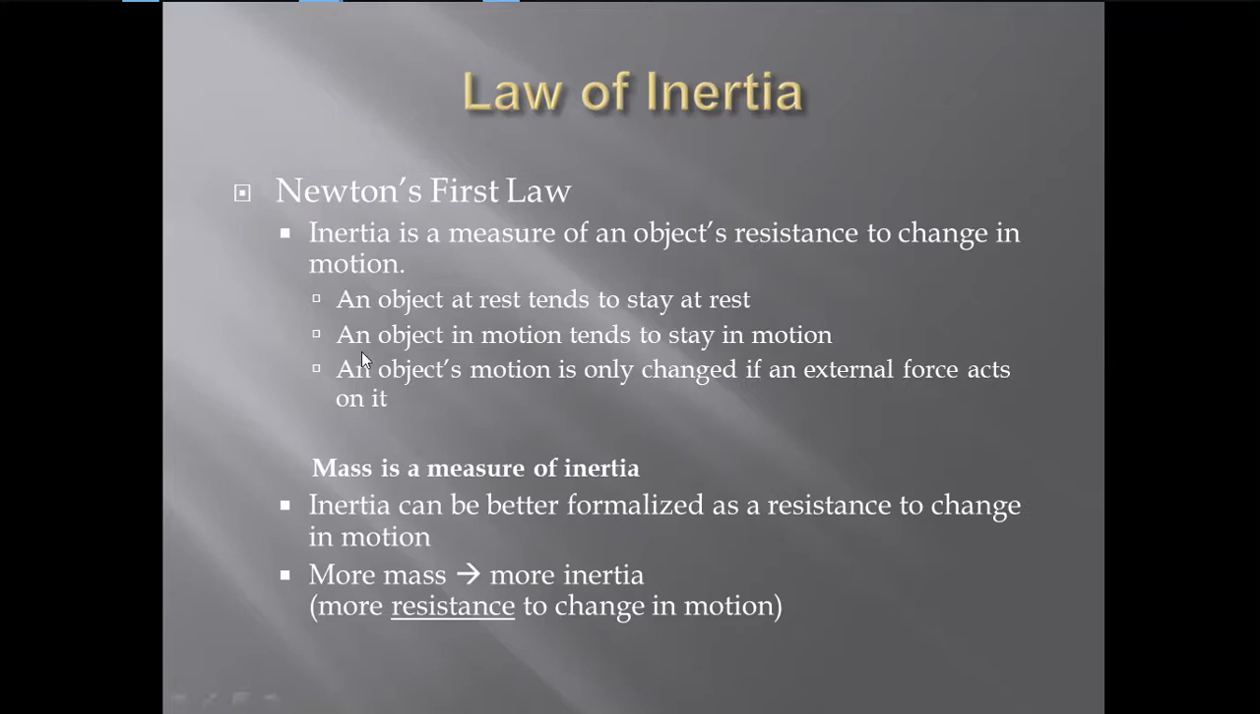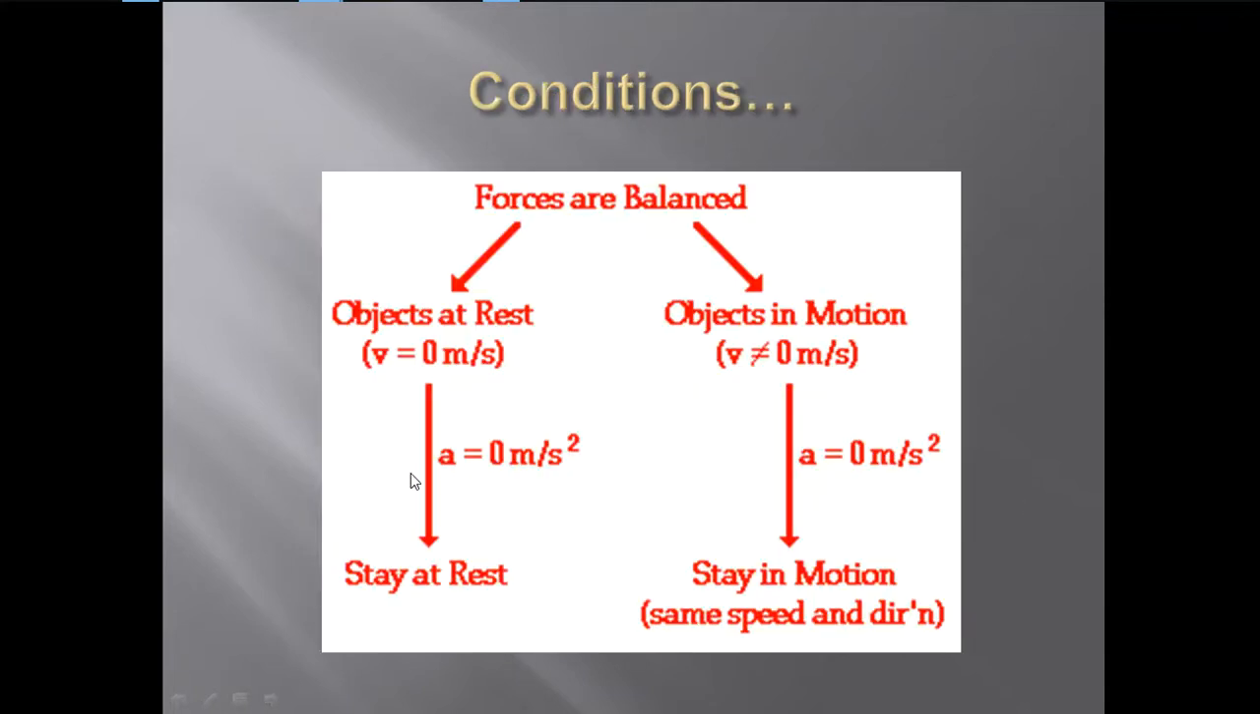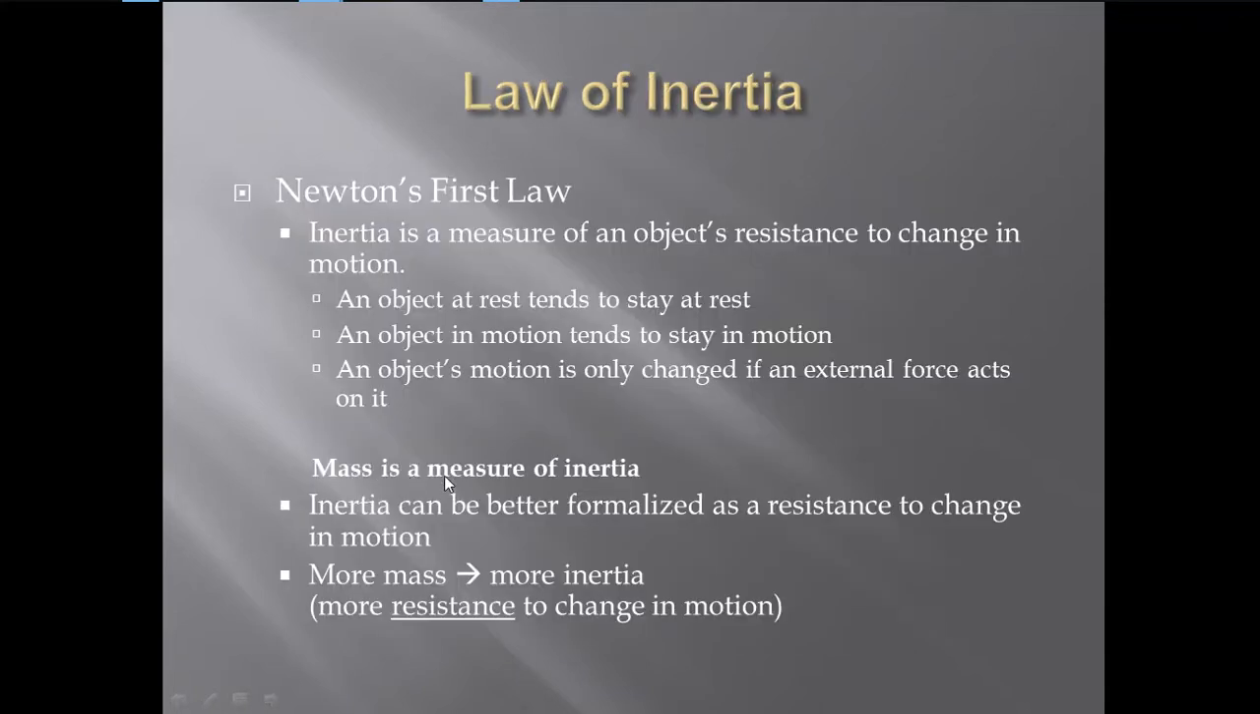Now, I think you can kind of grasp that idea, and it's not that hard to get into your mind. Some things like to stay at rest more than other things, and some things like to stay in motion more than other things. So that's where you'll see here that mass is a measure of inertia. Now, this means, and I wrote here, that inertia can be better formalized as a resistance to change in motion. We actually wrote that up here.